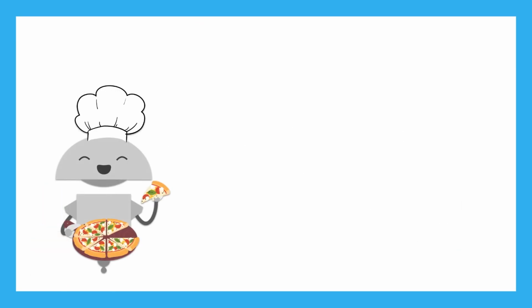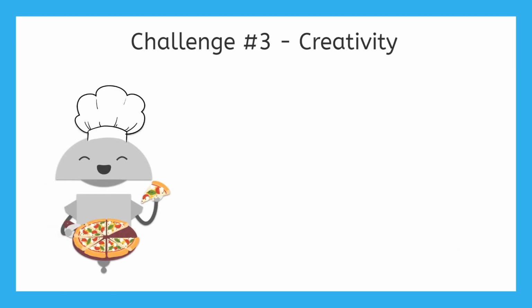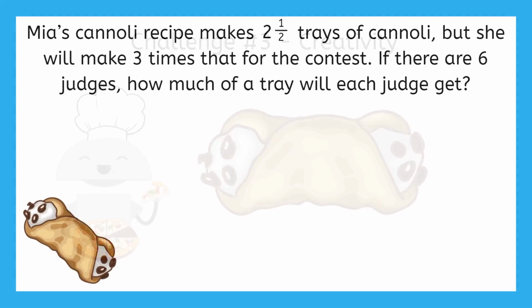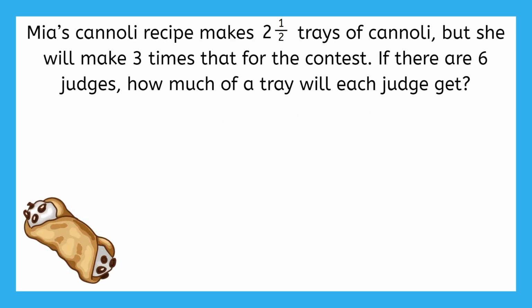The last challenge of the contest is the creativity challenge. Chefs are tasked with making something other than pizza for this challenge. Can you guess what Mia will make? That's right, her famous cannoli. Mia's cannoli recipe makes 2.5 trays of cannoli, but she will make 3 times that for the contest. If there are 6 judges, how much of a tray will each judge get?